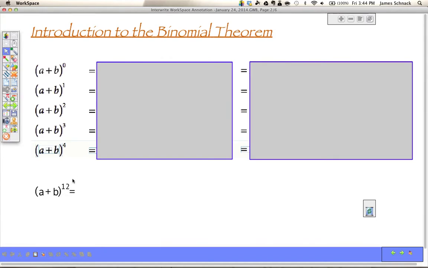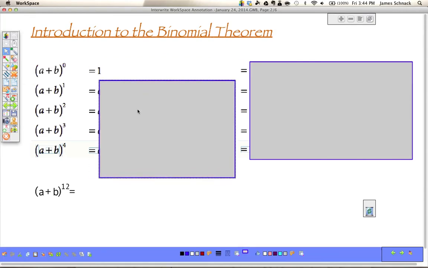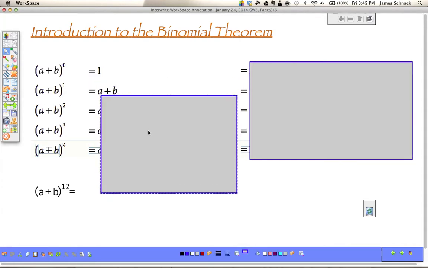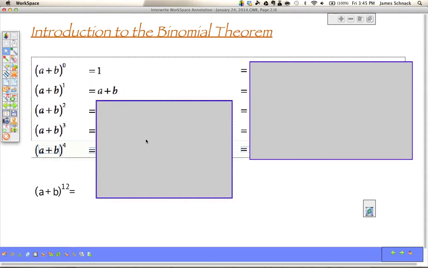Do we really want to write a plus b times a plus b times a plus b times a plus b, all those binomials, and have to start foiling them out? So remember, anything to the 0 power is 1. A plus b to the first would just be a plus b.